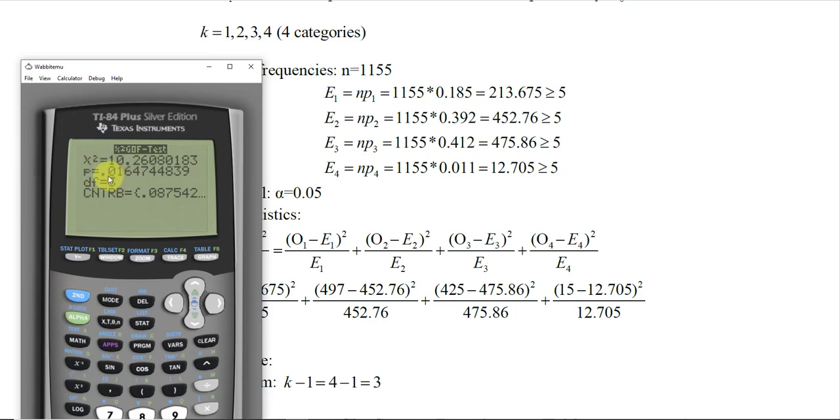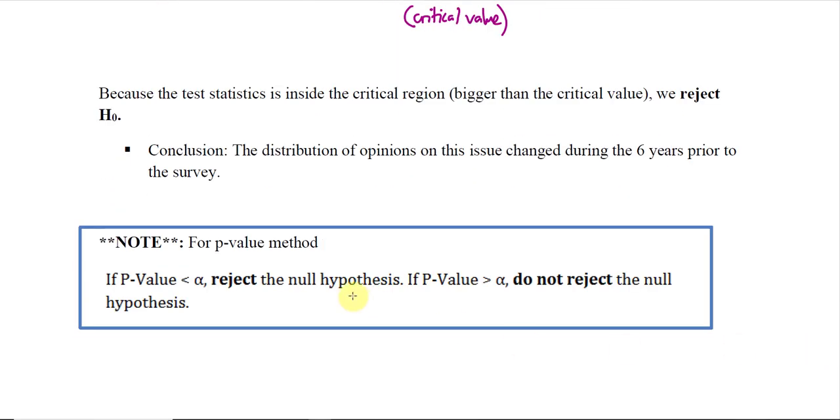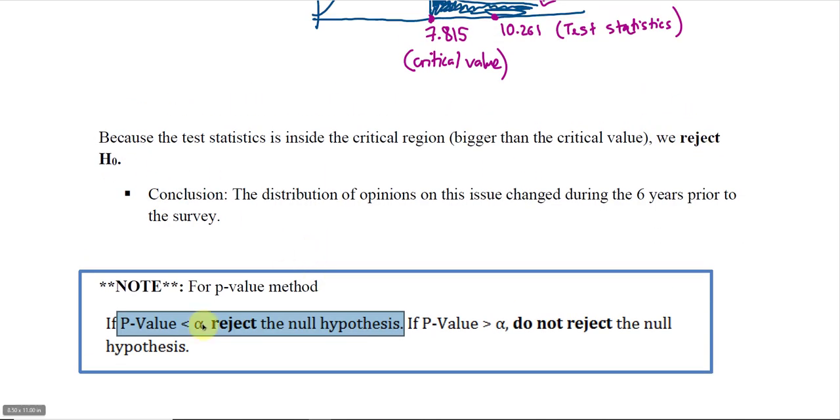0.02 is less than alpha. So the p-value is less than alpha. Then we reject the null hypothesis, which is the same conclusion as right here. We reject the null hypothesis. So getting the p-value from the TI-84 is a quicker way, and you still end up with the same conclusion.